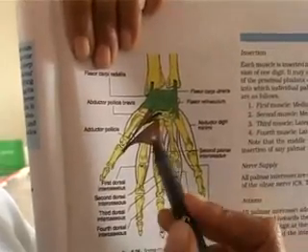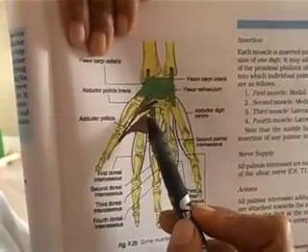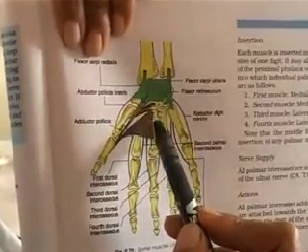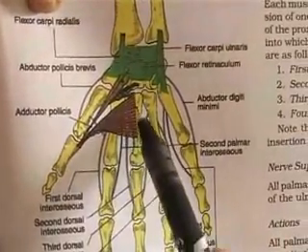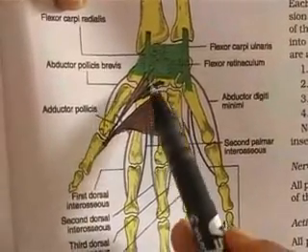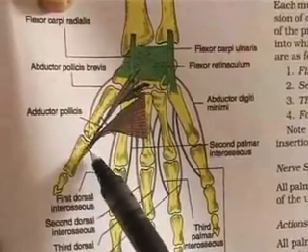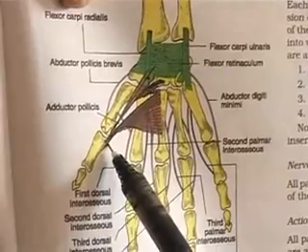Adductor pollicis arises from capitate, base of second and third metacarpals as oblique head, and from shaft of third metacarpal as transverse head. The 2 heads get inserted into the medial side of base of proximal phalanx of the thumb.